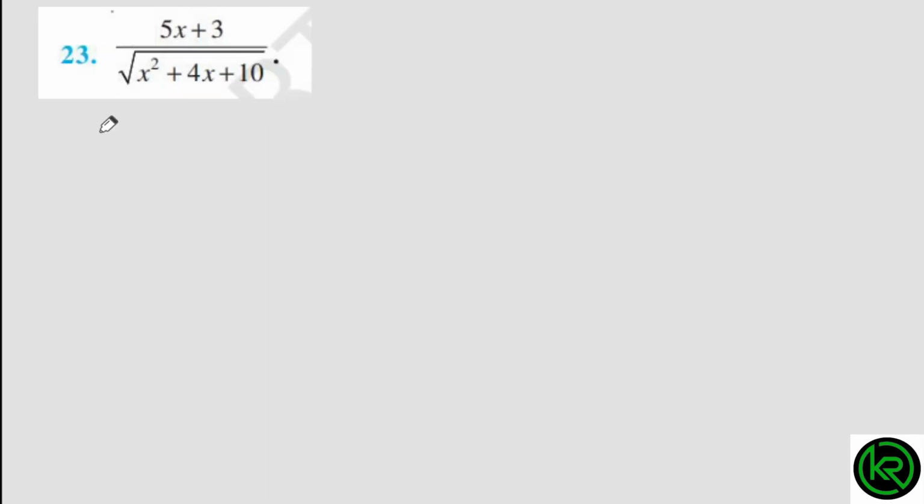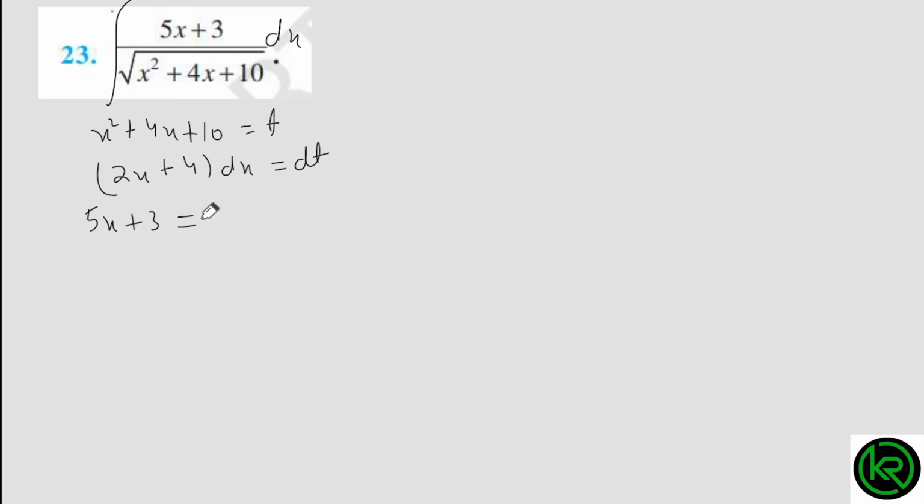Here students, this question is also similar. x square plus 4x plus 10 you can take equals to t, and differentiating both sides you will get (2x plus 4) dx equals to dt. Okay, now we will split the numerator into two parts, a into (2x plus 4) plus b.